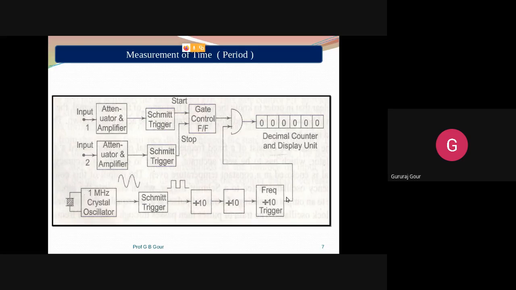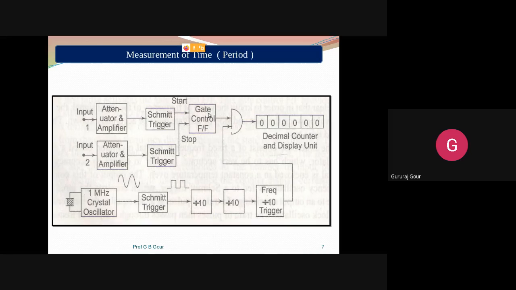So here, for the simplicity of the diagram and explanation, we have given only the output of this divided-by-10 frequency as input to the main gate. The other input is coming from the gate control flip-flop. Here the user is given a choice to select any of the time periods he wants to measure, and another input comes as the output of the gate control flip-flop.